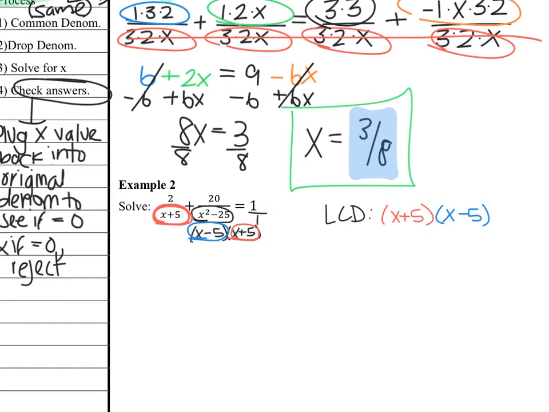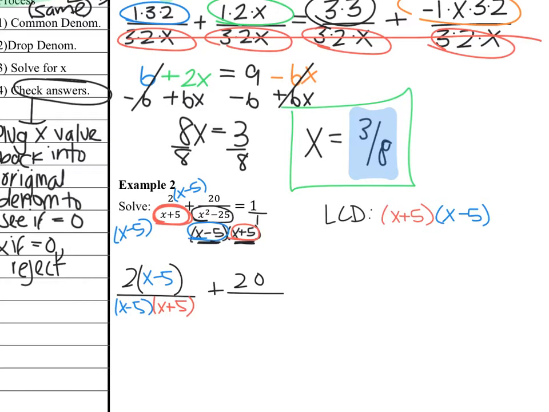So when I go to figure out what to multiply by, this first fraction has the red piece, the x plus 5, but it doesn't have x minus 5. So on the top and bottom, it needs to be multiplied. So now we have 2 times x minus 5 all over x minus 5 times x plus 5. Then we have plus, the second fraction actually has both pieces. It has the blue and it has the red. So this second fraction is perfect just the way that it is.